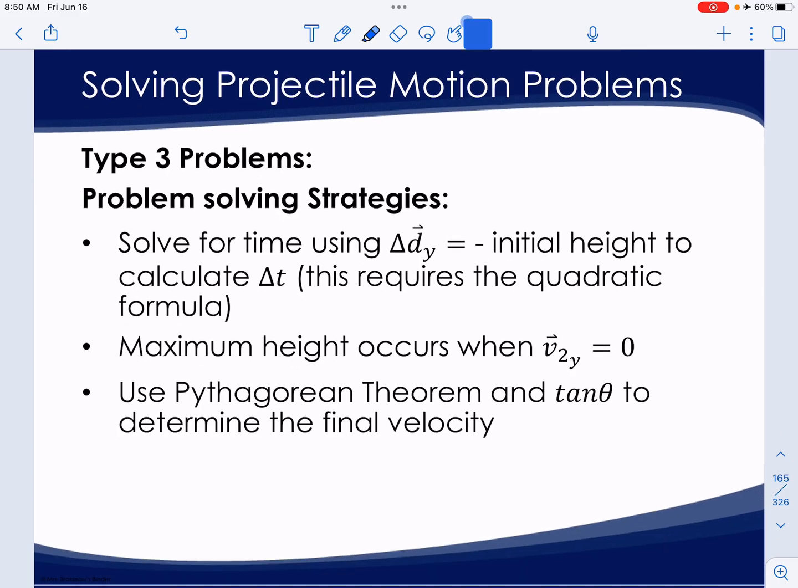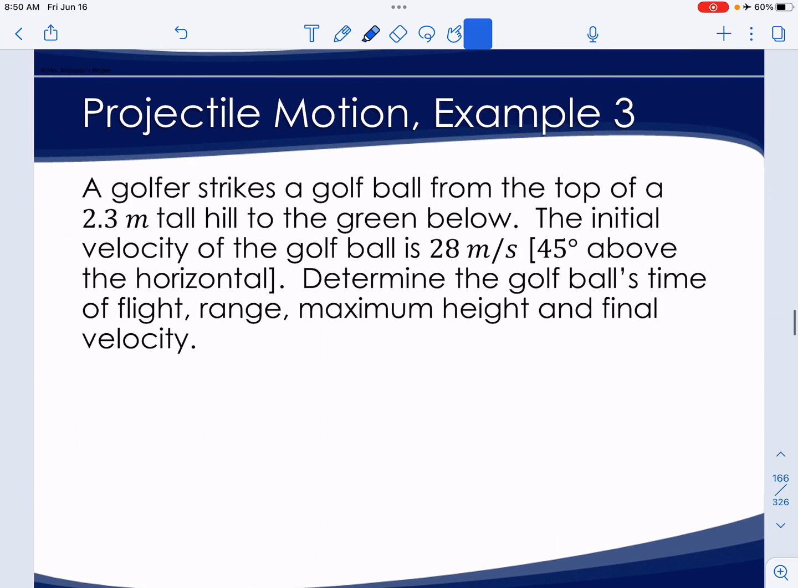So here the strategy is to solve for time using delta dy. The maximum height occurs when v2y equals 0. Okay, you can use the Pythagorean theorem and tangent theta to determine the final velocity. So let's try an example.